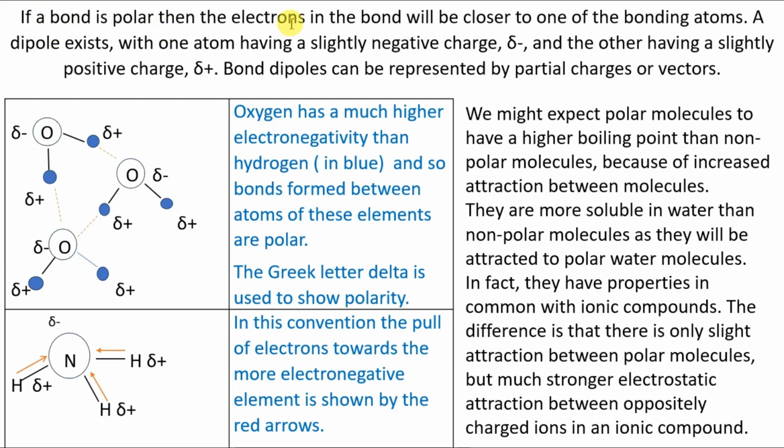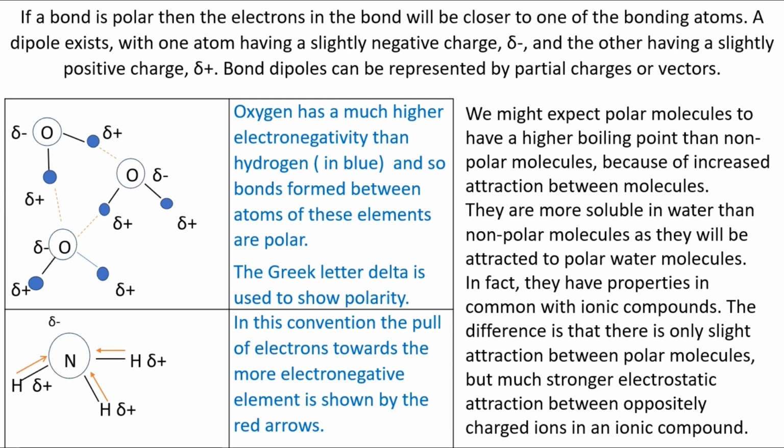If a bond is polar, then the electrons in the bond will be closer to one of the bonding atoms. A dipole exists, with one atom having a slightly negative charge, indicated by the Greek letter delta, delta minus, and the other having a slightly positive charge. Bond dipoles can be represented by partial charges or vectors.